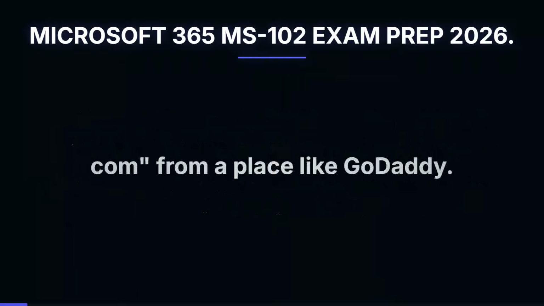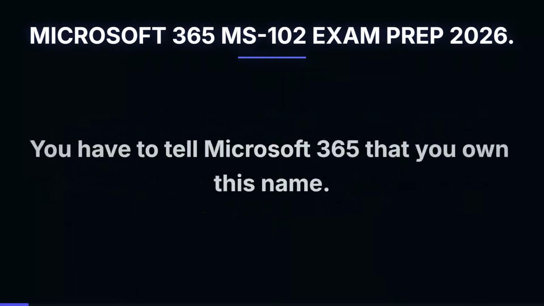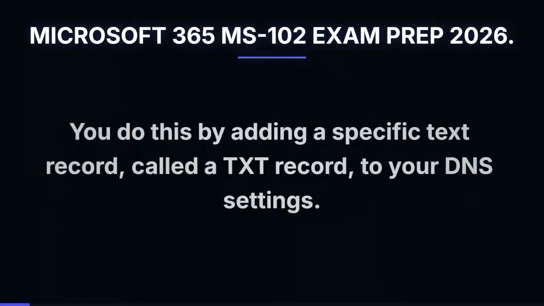.com, from a place like GoDaddy. You have to tell Microsoft 365 that you own this name. You do this by adding a specific text record, called a TXT record, to your DNS settings. It works like a secret code that proves the name belongs to you.